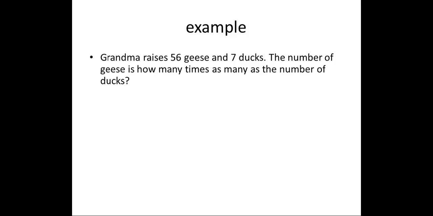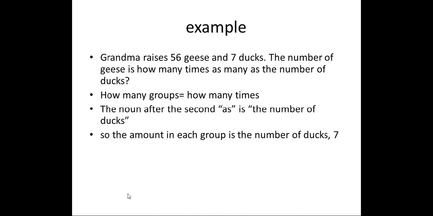Grandma raises 56 geese and 7 ducks. The number of geese is how many times as many as the number of ducks? Again, times and as go together. So we use the phrase as to decide on the amount in each group and the total amount in all the groups. The noun phrase after the second as is the number of ducks. So the number of ducks is the amount in each group.